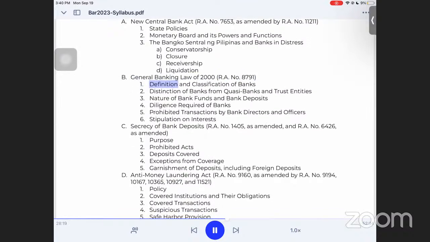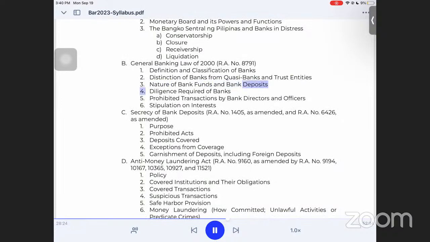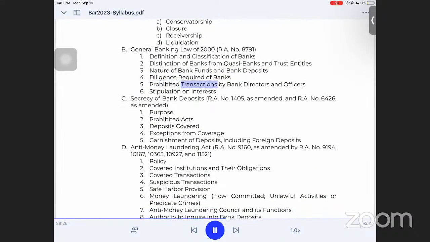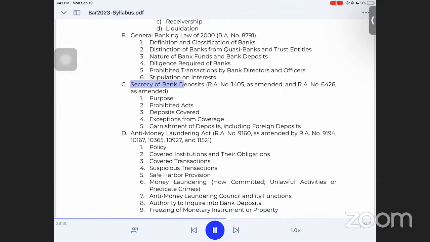B. General Banking Law of 2000, R.A. Number 8791. 1. Definition and classification of banks. 2. Distinction of banks from quasi-banks and trust entities. 3. Nature of bank funds and bank deposits. 4. Diligence required of banks. 5. Prohibited transactions by bank directors and officers. 6. Stipulation on interests.